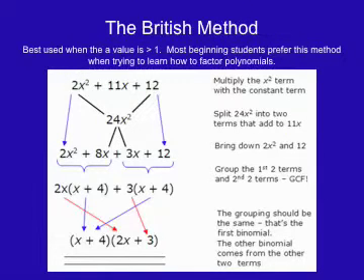Another method for trinomials is what's called the British method, and it's best used when the coefficient in front of x squared is greater than 1. Here we'll take the first term and the constant, or the last term, and multiply. The 24x squared is the result of the constant times the first term. We're going to ask ourselves what factors of 24 will add to give us 11.